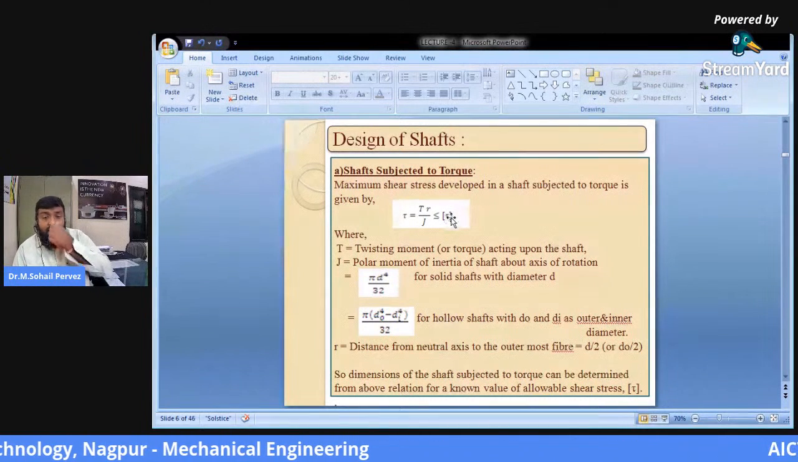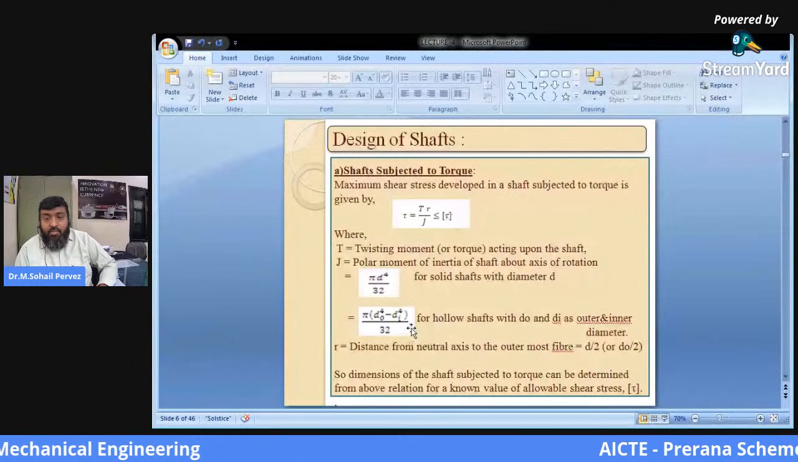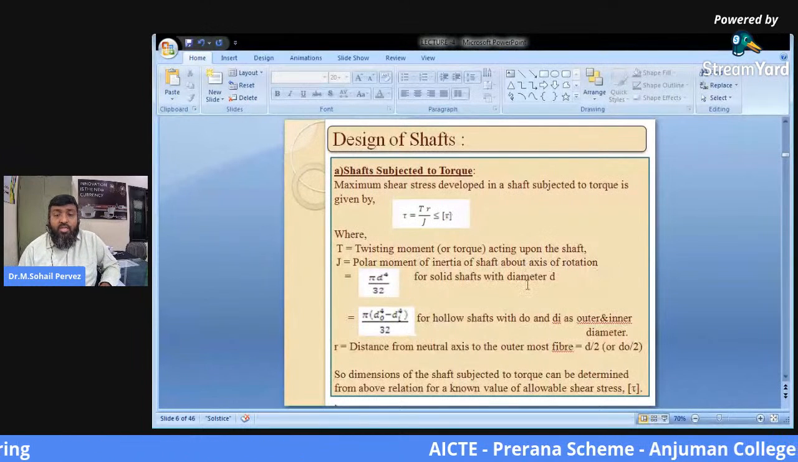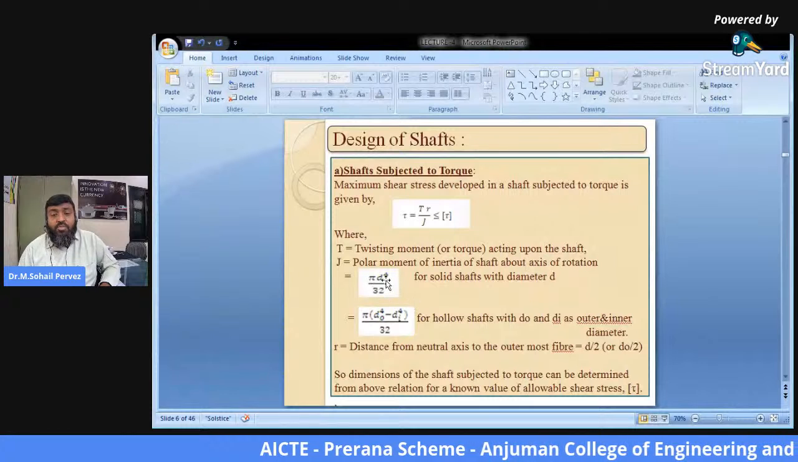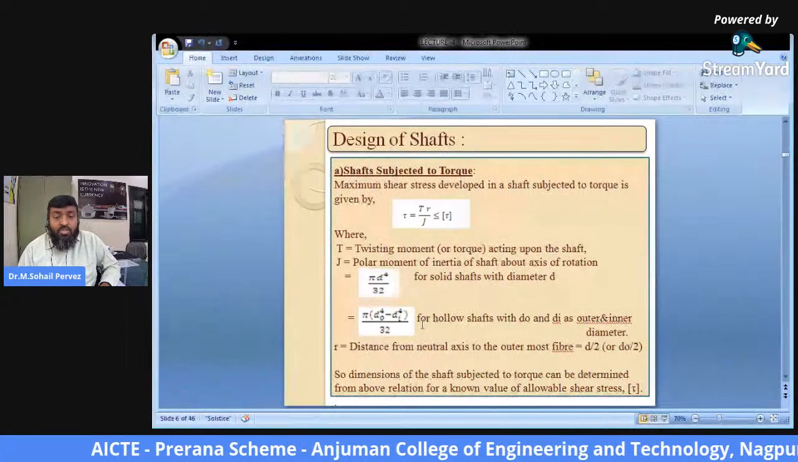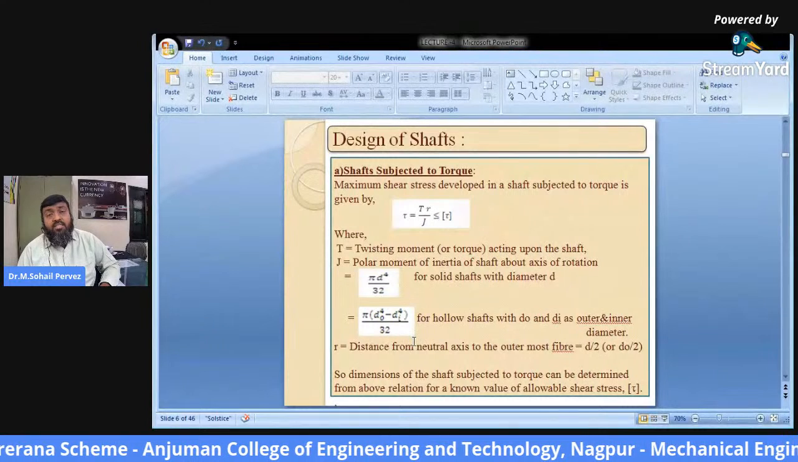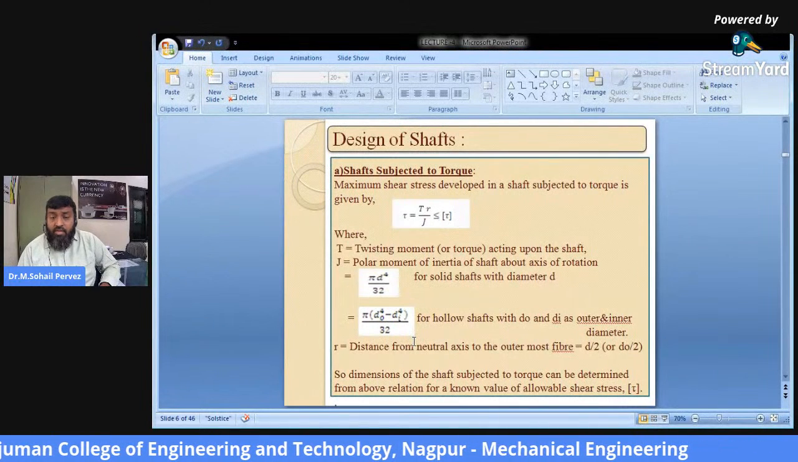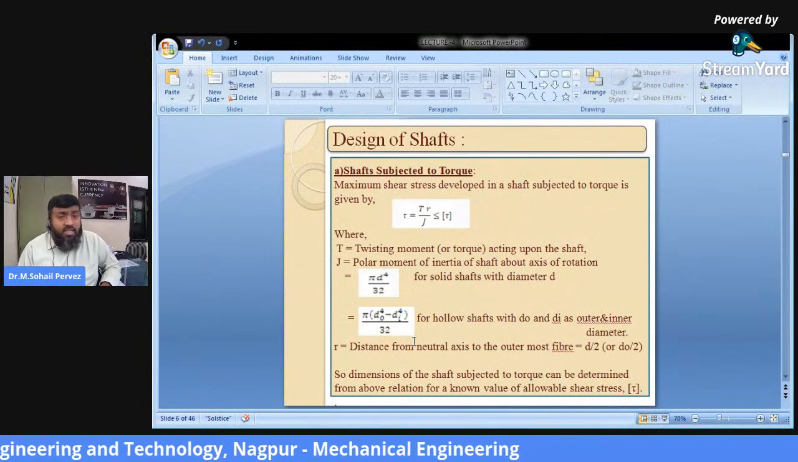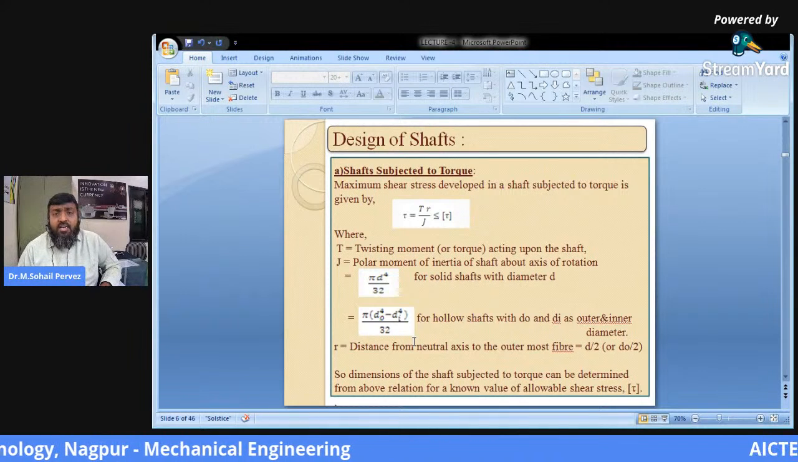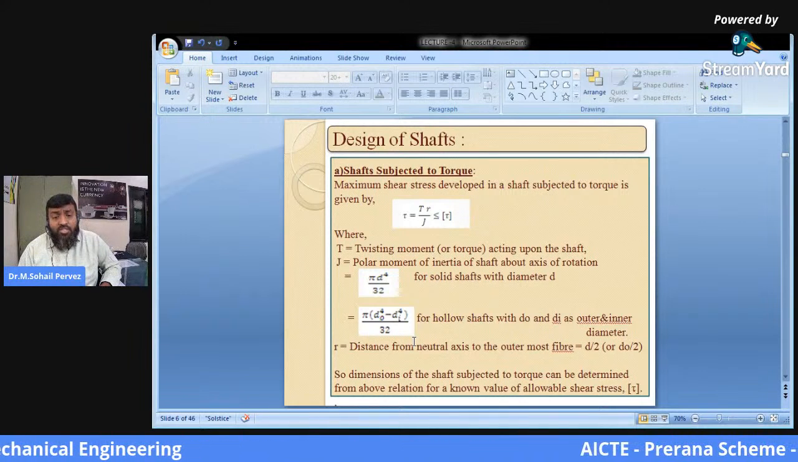Here is the polar moment of inertia of the shaft about the axis of rotation. For a solid shaft, it is pi by 32 d to the power 4, and for a hollow shaft, it is pi by 32 into do raised to 4 minus di raised to 4, where do and di are the external and internal diameters of the hollow circular shaft.